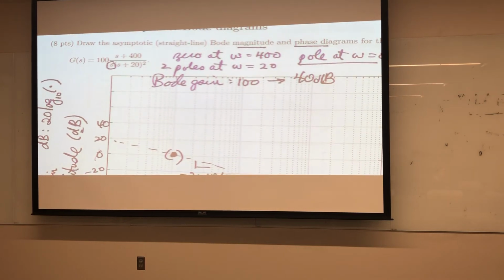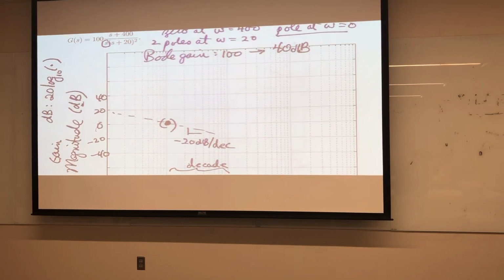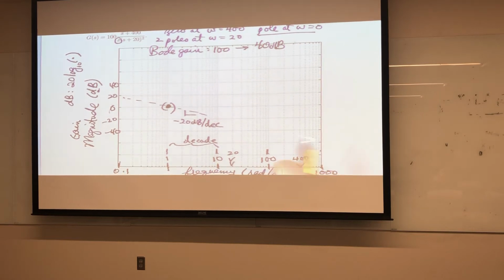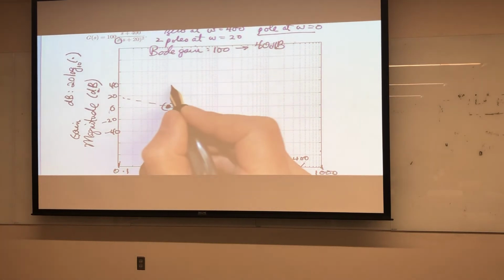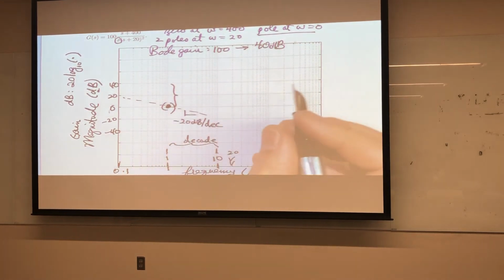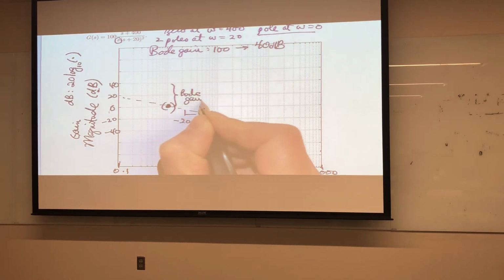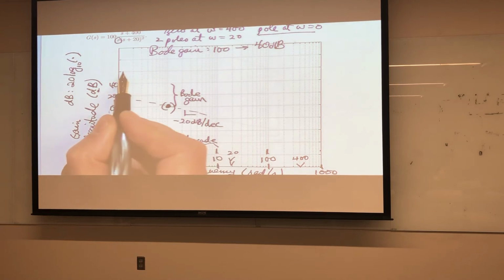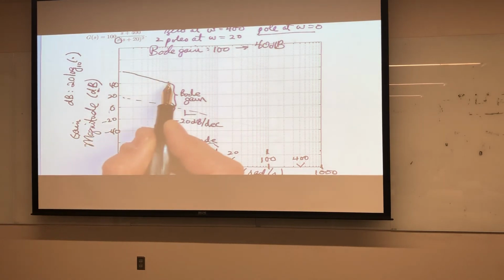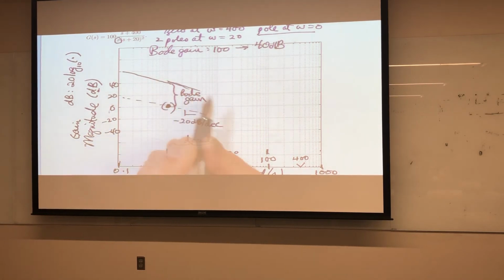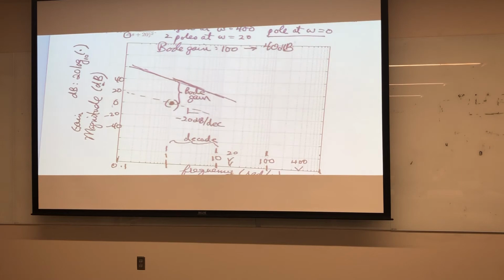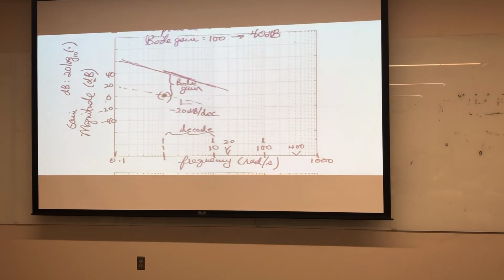And so that means this line that we sketched in earlier has to be shifted up by 40 dB. So we need to shift it up by the Bode gain. And we need to draw the line then, like so. Okay? And so we would draw this line like so, and we basically extend the line until we hit a corner. And so the corner that we hit here is 20.